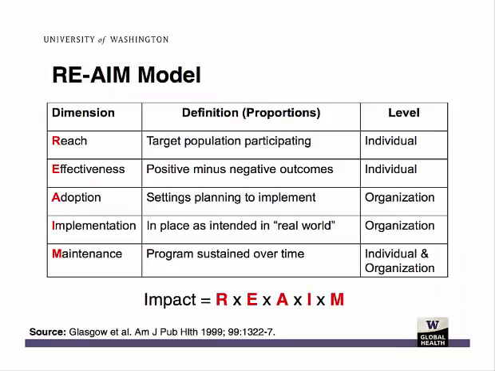The RE-AIM model is an example of an implementation science framework that I like to introduce because it helps to think about the different elements or the active ingredients that come together to have population level impact. And thinking about some of these different components of RE-AIM, reach, effectiveness, adoption, implementation, and maintenance, helps to understand the different actors that are involved or need to be engaged to have maximal impact on population level health, and whether they're at individual or organizational level.